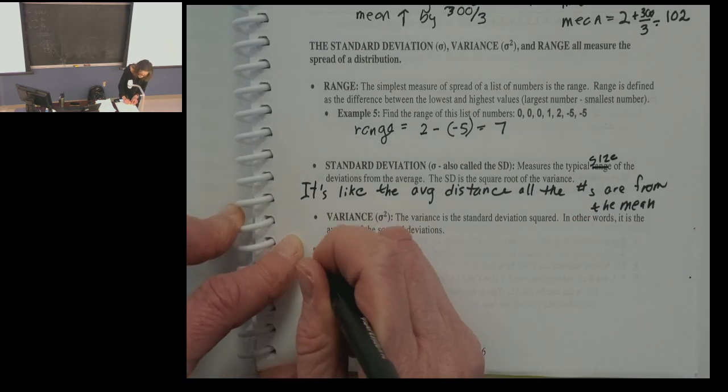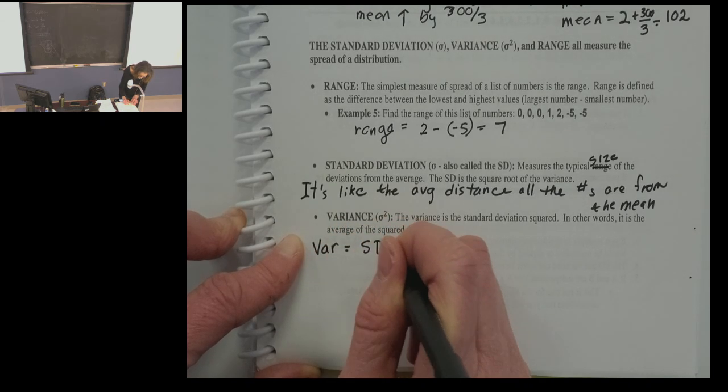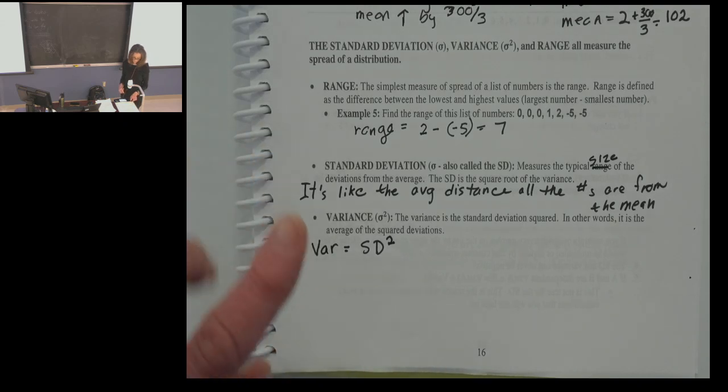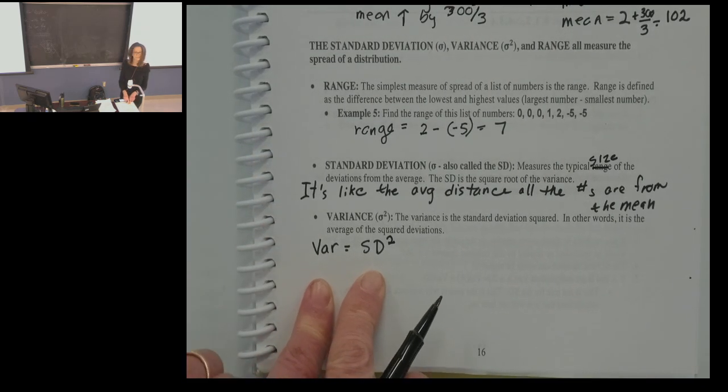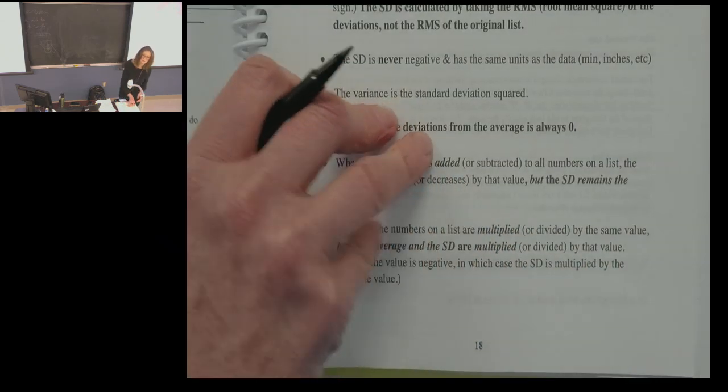And then the variance is just the standard deviation squared. And we'll be talking a lot about the variance later on. But first, let's just see how they're calculated. So let's turn the page here.